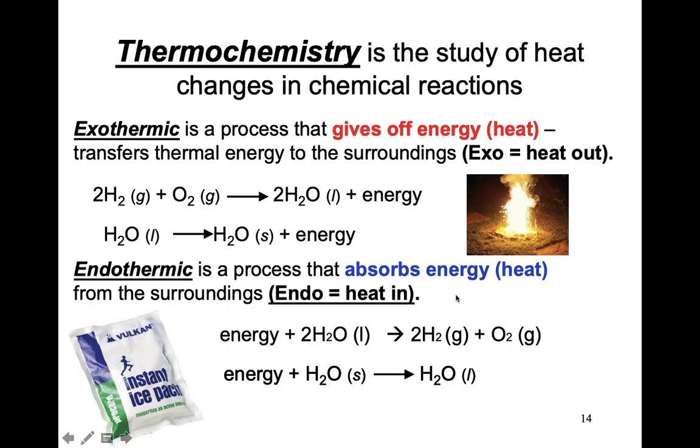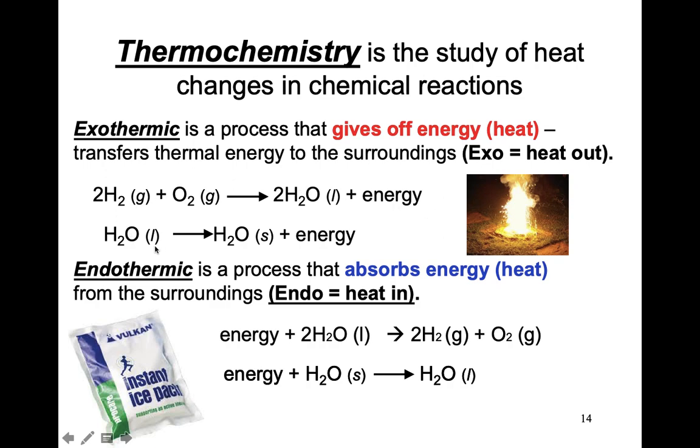Now, let's take a look at the equation over here. Both of these, look where the energy is. The energy is coming out of the reaction, which means it's giving off energy. So something like fireworks, that is giving out energy. So here we have hydrogen plus oxygen makes water. That gives off a lot of energy, like the Hindenburg, which is what happened.